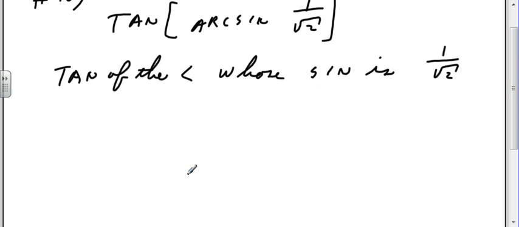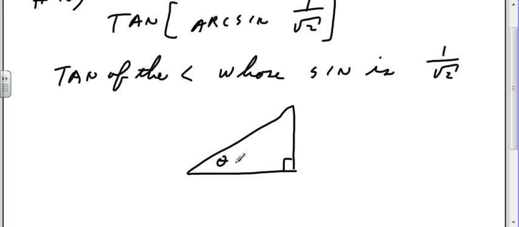Okay, so I got a triangle here, and it's a right triangle because why not, right? And I got some angle. Now the sine of this angle theta is 1 over the square root of 2. What does that mean? That means the hypotenuse is the square root of 2, and this side is 1. That's what that means.